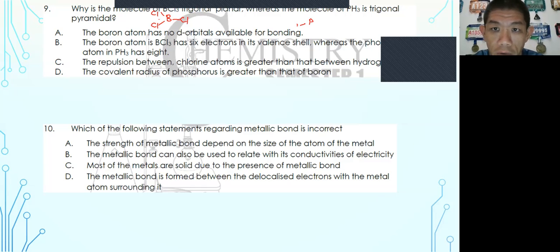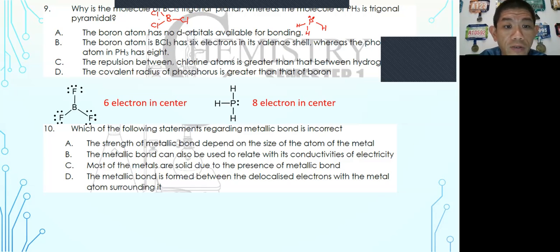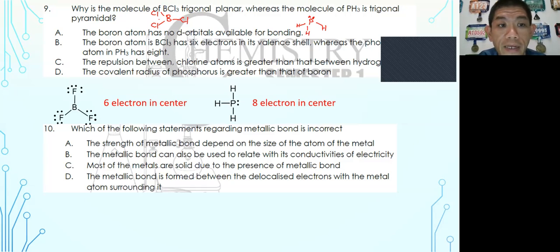So in PH3, you have a lone pair of electrons at the phosphorus here. So you can imagine why BCl3 is trigonal planar while PH3 is trigonal pyramidal. Is it because the boron atom has no d orbital? That is wrong. Is it because the boron atom in BCl3 has 6 valence electrons, whereas phosphorus has 8? That is correct. Is it because repulsion between the chlorine atoms is greater? That is incorrect. Or because the covalent radius of phosphorus is greater than boron?